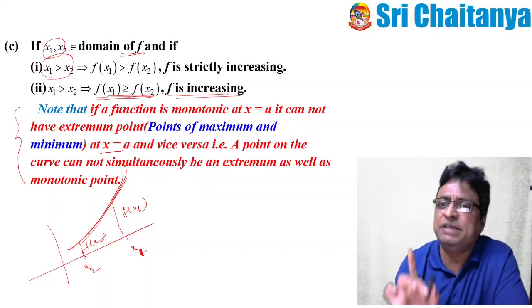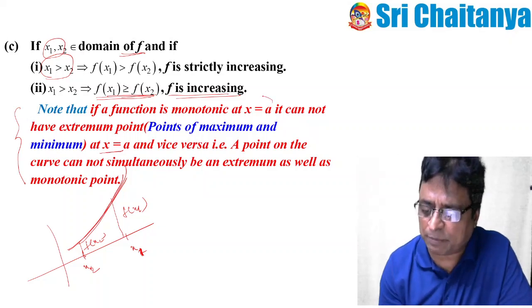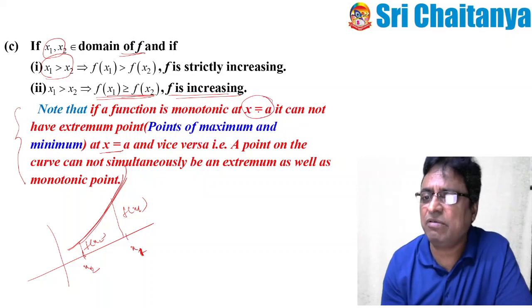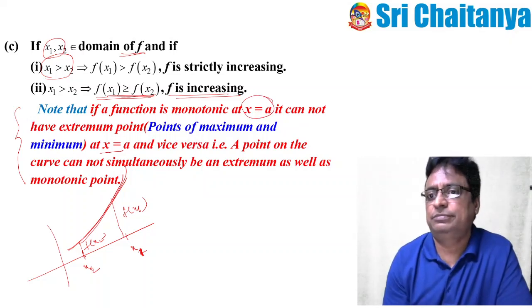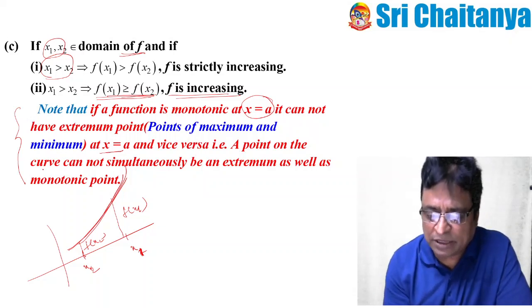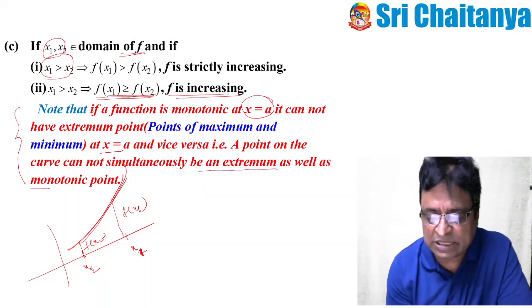What is this? If a function is monotonic at a particular point, then at that particular point it never has maxima or minima. Okay, and that is, a point on the curve cannot simultaneously be an extremum as well as a monotonic point.